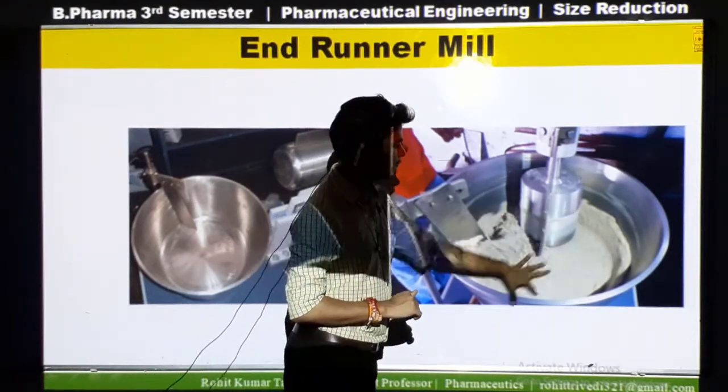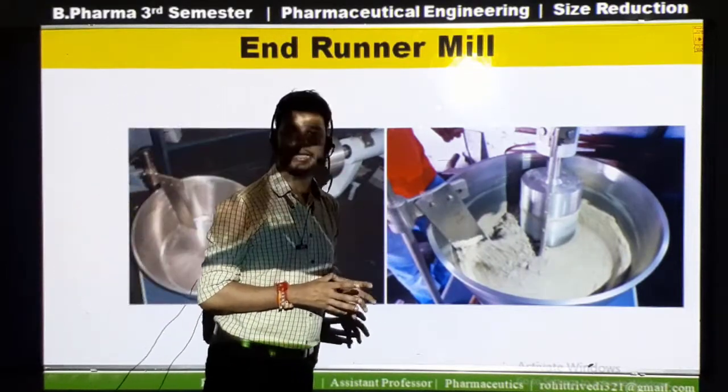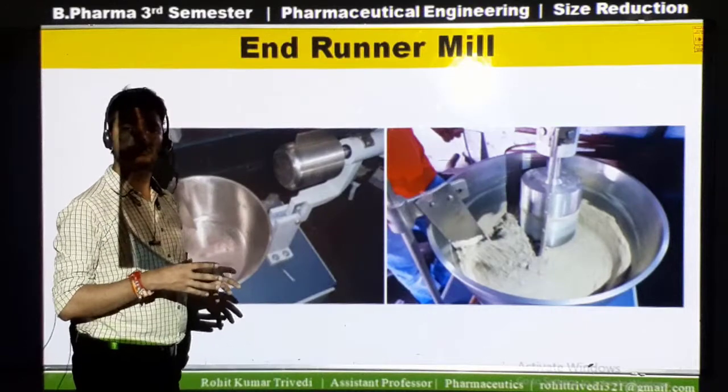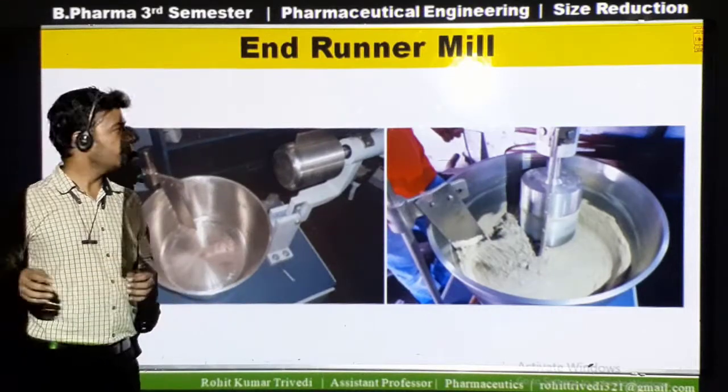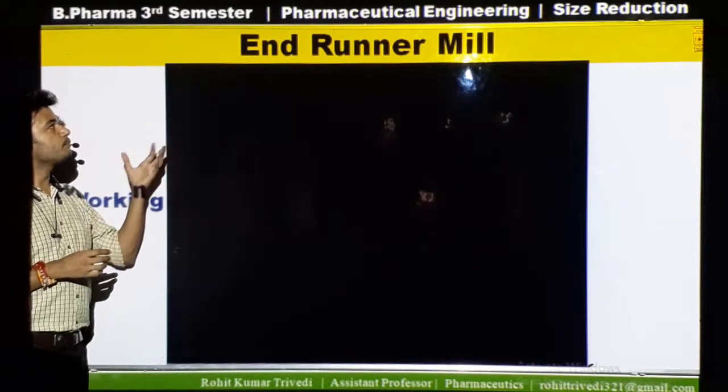Okay, so you are required to remember these simple things, and an electric motor will be rotating or operating this mortar for the process of size reduction. Okay, now let's move towards the working of the end runner mill.